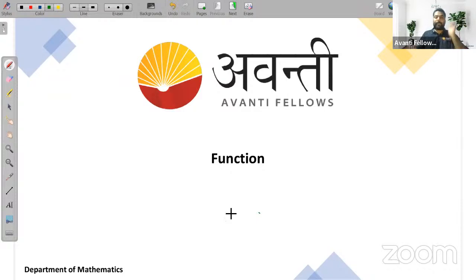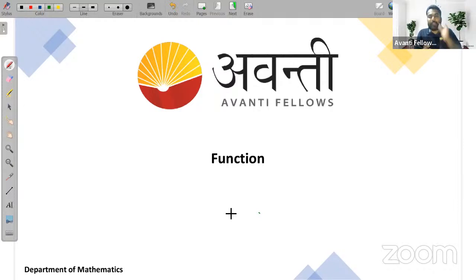Okay. So what is function? We already studied what a relation is, and also what the domain, range, and codomain of a relation are, and we have also seen some examples of relations in the last class. So in today's class, we are trying to understand what a function actually is.